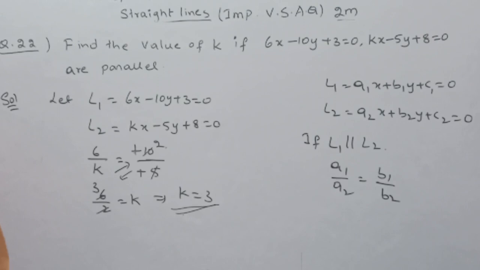So what is the k value? K value is 3. Okay, all of you? That's all.